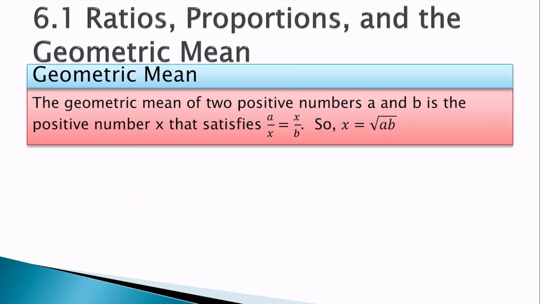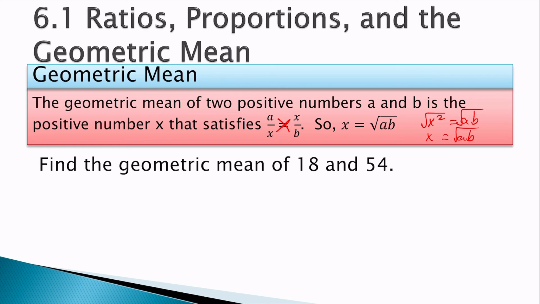The last thing, the geometric mean. The geometric mean of two positive numbers, a and b, is a positive number x that satisfies a over x equals x over b. So that x equals the square root of ab. Let's see how that works. So if I cross multiply, I'll have x squared equals a times b. So then you take a square root of both sides, and you'll have x equals the square root of a times b.